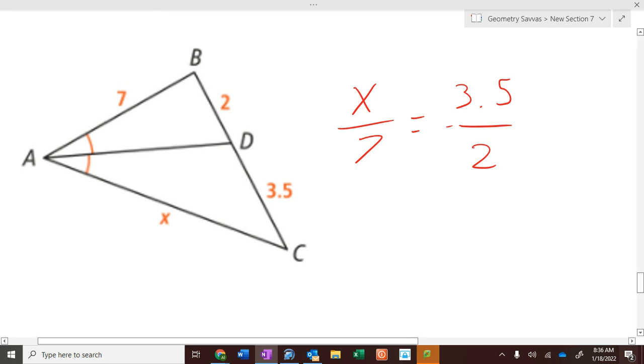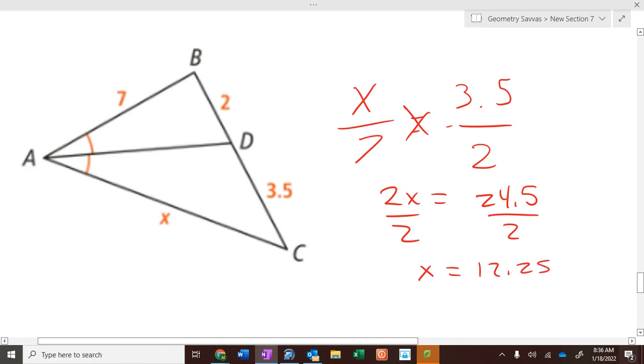X over 7, he went this way, so then he went 3.5 over 2. That works. You can go 7 over 2 equals x over 3.5. You can go 3.5 over x equals 2 over 7. Okay, as long as you're consistent with the parts that you're putting over each other. So we cross multiply, 2x equals 24.5. Yeah, I was struggling with that one. Divide by 2, so x equals 12.25.